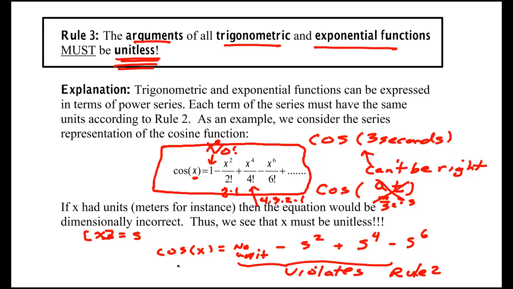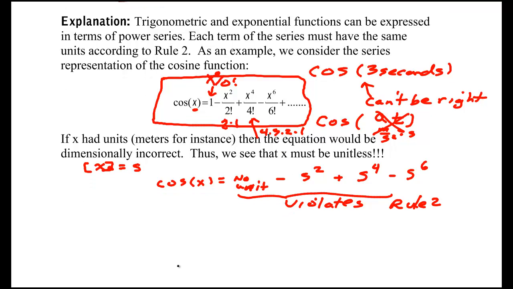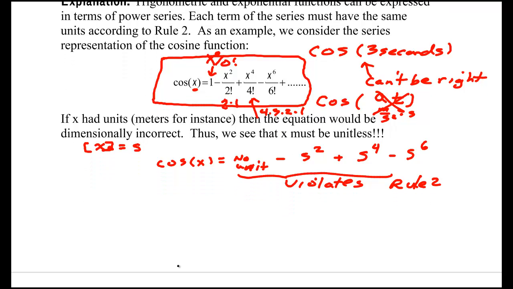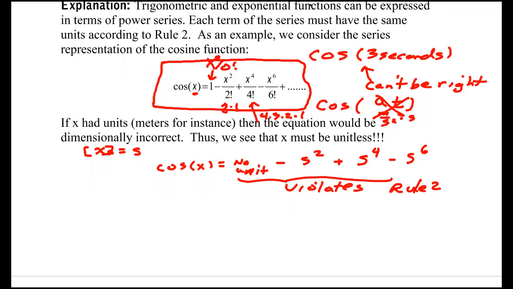That means that that formula says the only way to deal with the cosine is if the units are none. Because if there's no units, this will be no units. No units squared is still no units. No units to the 4th is still no units. And there'll be no units. Any argument of a trig function or an exponential must be unitless because it is related to one of these type of series. Now this brings up an interesting point, and that is the definition of angles.